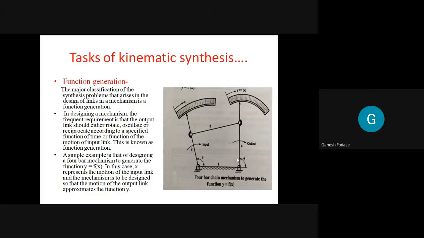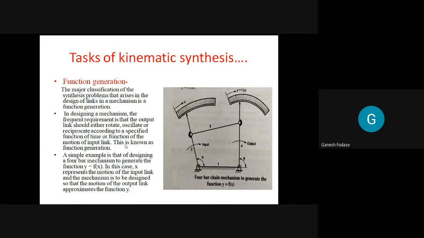We want the output, let's say y is the motion of the output link, but y is a function of x. Means the output motion depends upon the motion of the input link. So this kind of synthesis is called a function generation problem. In designing a mechanism, the frequent requirement is that the output link, let's say link number 4 here, should rotate, oscillate, or reciprocate. It may be any motion according to a specific function of time or function of the motion of the input link.